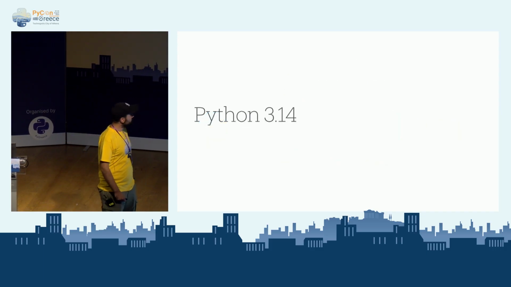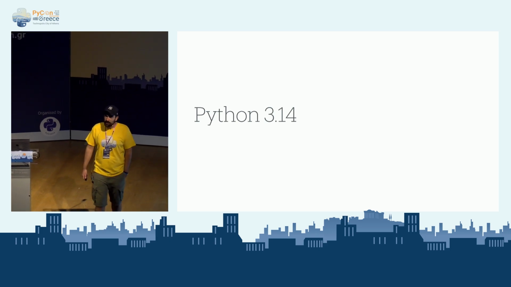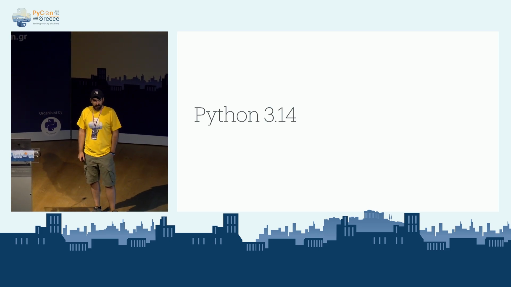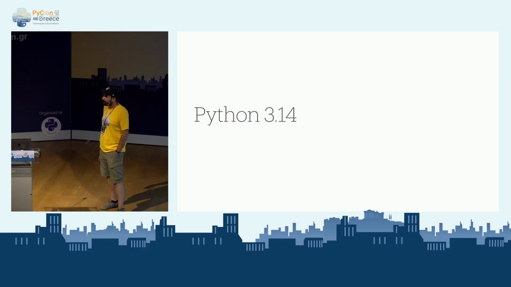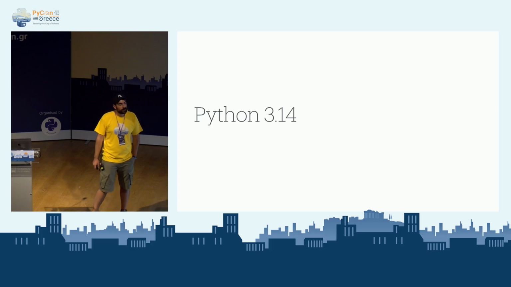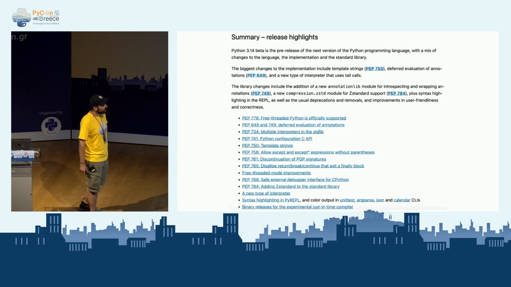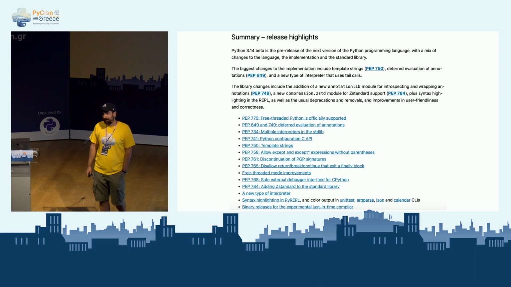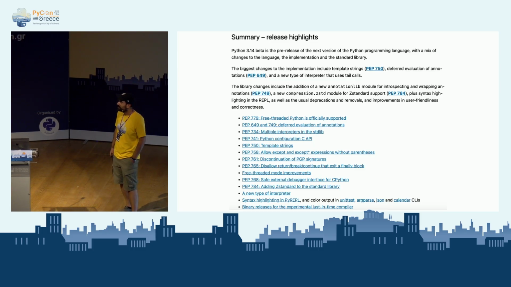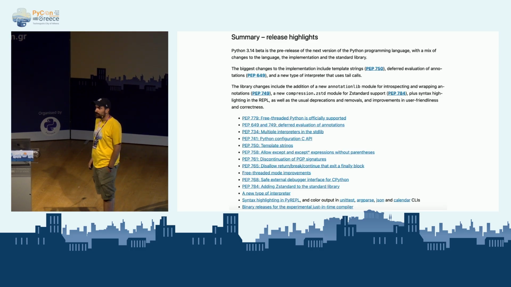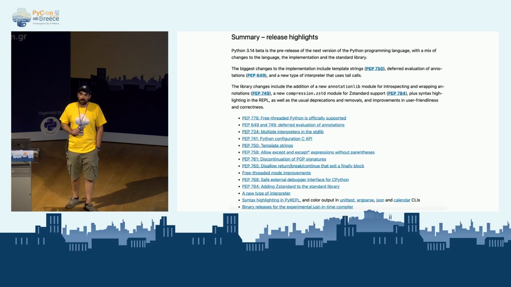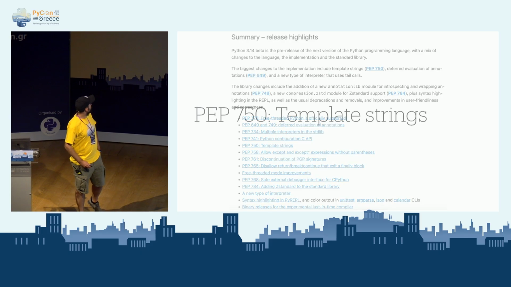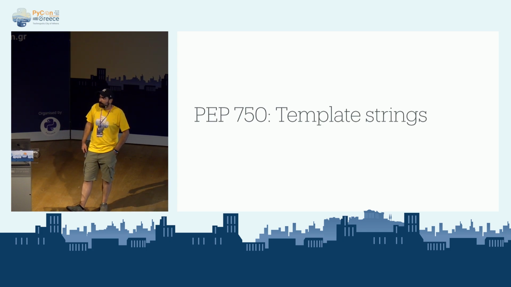Python 3.14 is the new exciting version of Python. Hugo is here, and he's the release manager for Python 3.14. It's also the Pi version of Python, so it's something to be really excited about. It comes with a lot of great stuff, and a lot of volunteer hours have gone into the new version, with a lot of new features as well, but I'm going to be talking about a specific one today: PEP 750, template strings.